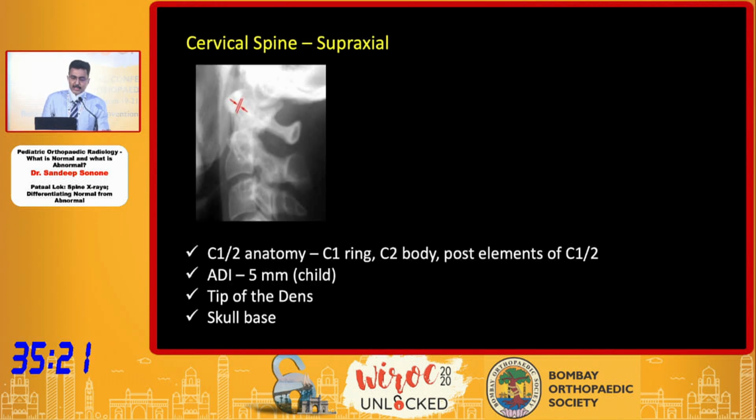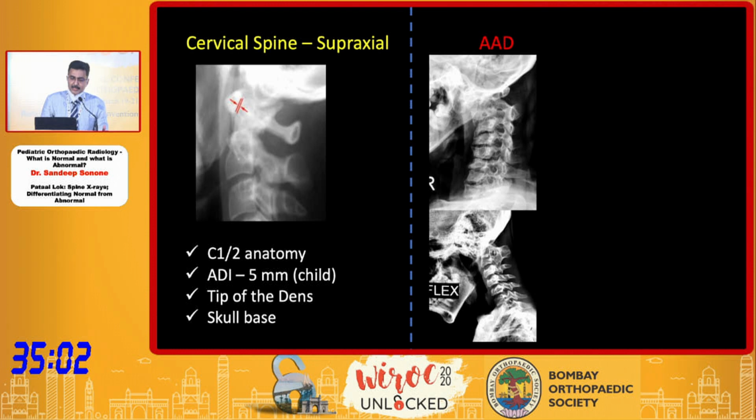In the subaxial spine, you need to be aware of the normal anatomical landmarks, that is the C1, C2 anatomy. Follow the C1 ring, the C2 body, and the posterior elements of the C1, C2. The atlantodense interval is normally up to 5 millimeters in children. You need to make a mental note of the tip of the dens and the skull base. Here are some of the abnormalities in which all these parameters are disturbed. The C1, C2 anatomy is disturbed.